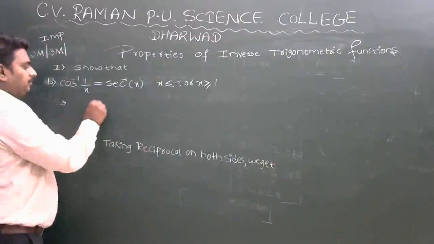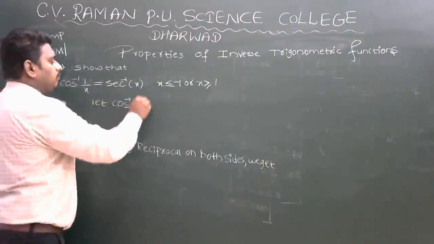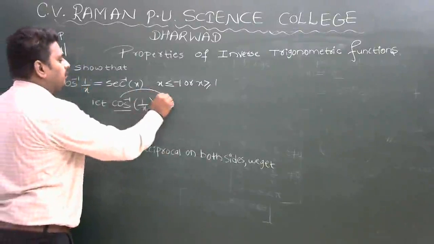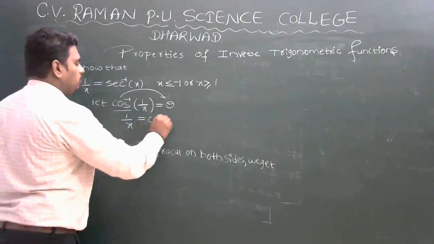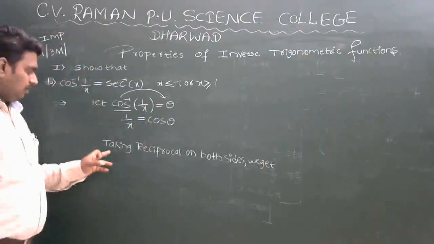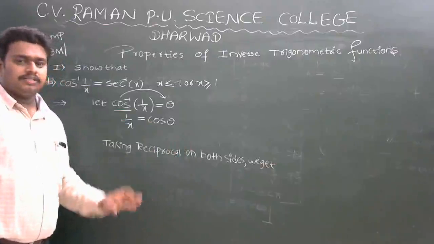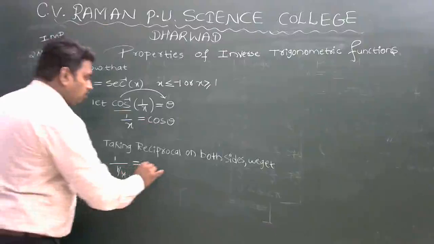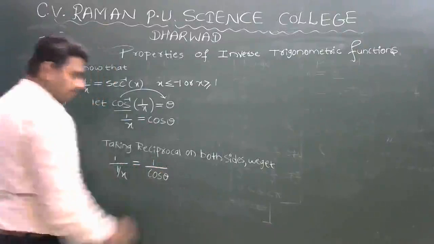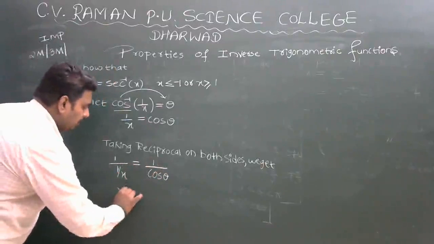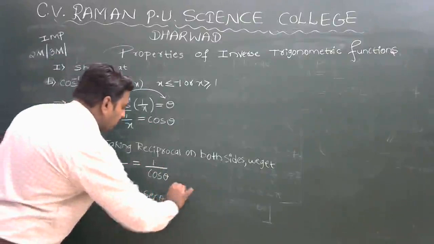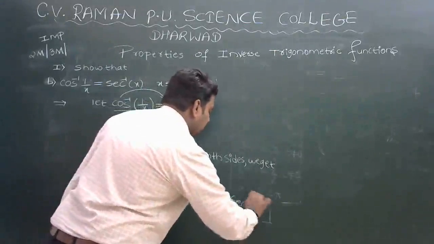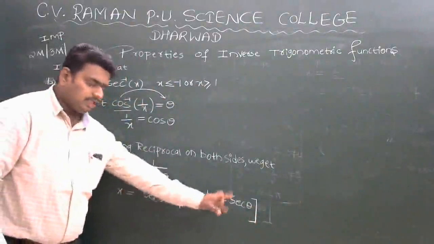What happens here? Let cos inverse of 1 by x equal theta. Again, when this cos inverse shifts to the other side, 1 by x equals cos theta. The next thing, taking reciprocals on both sides: 1 divided by 1 by x equals 1 divided by cos theta. So this becomes x, and this value is sec theta. The reason is that 1 by cos theta can be written as sec theta.